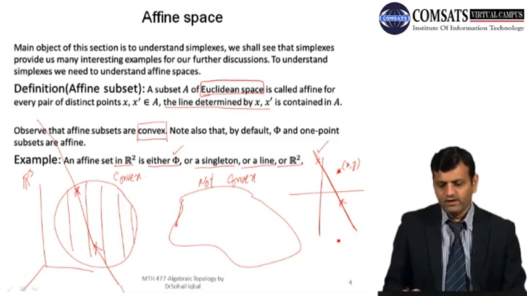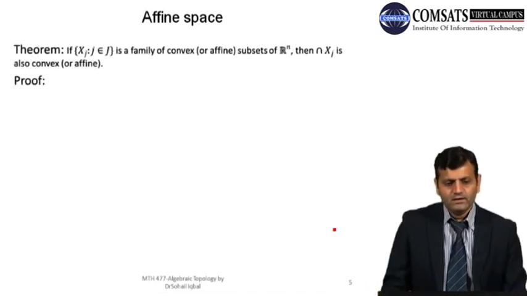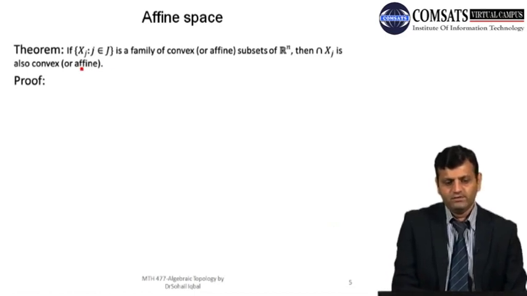And similarly phi is affine because there is no point inside phi. So of course we can say that for any 2 points in phi, the line joining them is also contained in phi. If xj is a family of convex or affine subsets of Rn, then their intersection is also convex or affine. It's a very simple result, but it's very important as well. So how do we show that? I'm going to show it for convex, and the proof for affine is very, very similar.